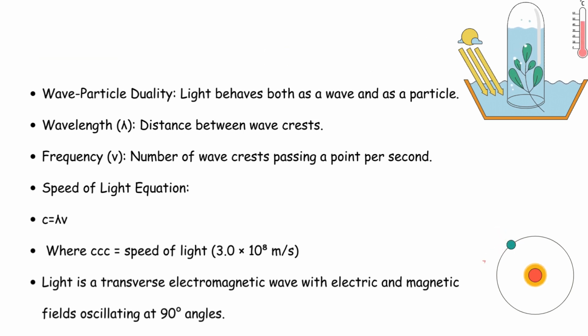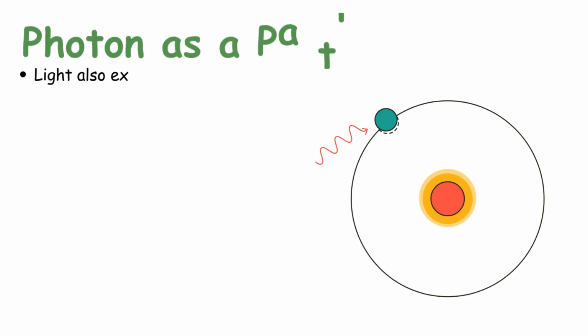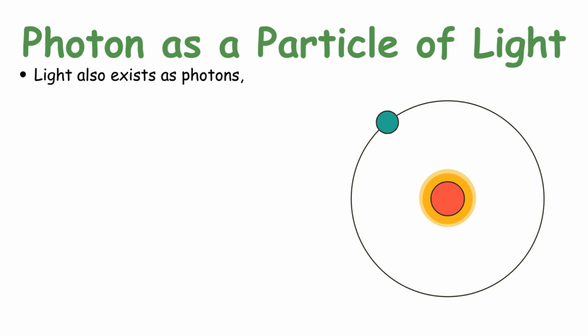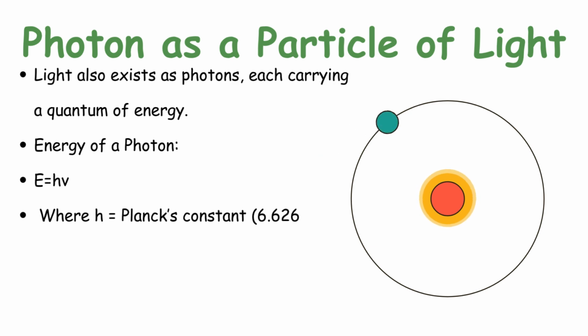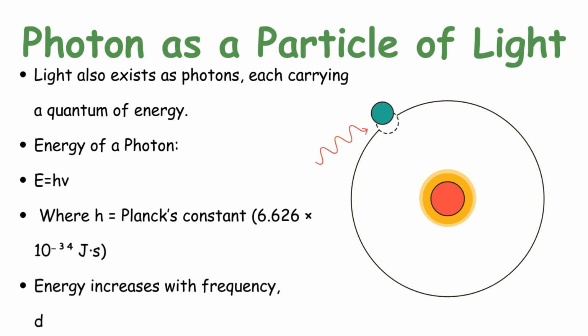But light also behaves like a particle, made up of discrete packets of energy called photons. Each photon carries a specific amount of energy described by the equation E = hν, where E is energy and h is Planck's constant. So the higher the frequency, the greater the energy. That's why ultraviolet light has more energy than infrared light.